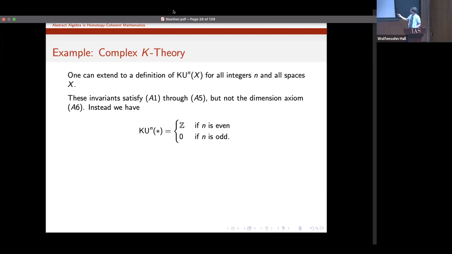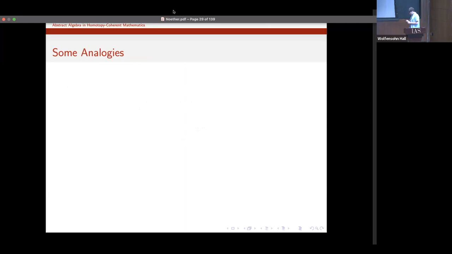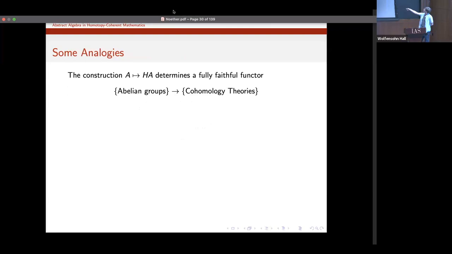So there are lots of interesting cohomology theories. Let me just mention this construction, taking an abelian group A and looking at cohomology with coefficients in A. That determines a functor from the category of abelian groups to the world of cohomology theories, and it's fully faithful. For example, you can go back the other way by looking at the zeroth cohomology of a point. And so you can think of the world of cohomology theories as some kind of enlargement of the category of abelian groups. Cohomology theories are some kind of generalized abelian group, and that's what's going to inform this lecture.